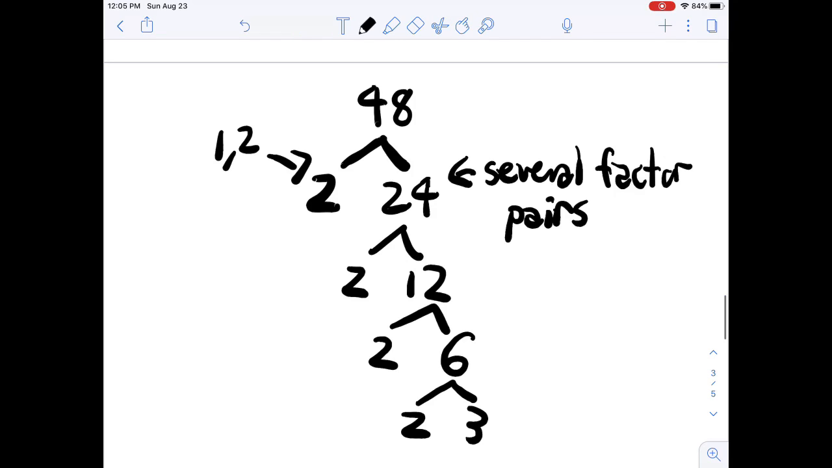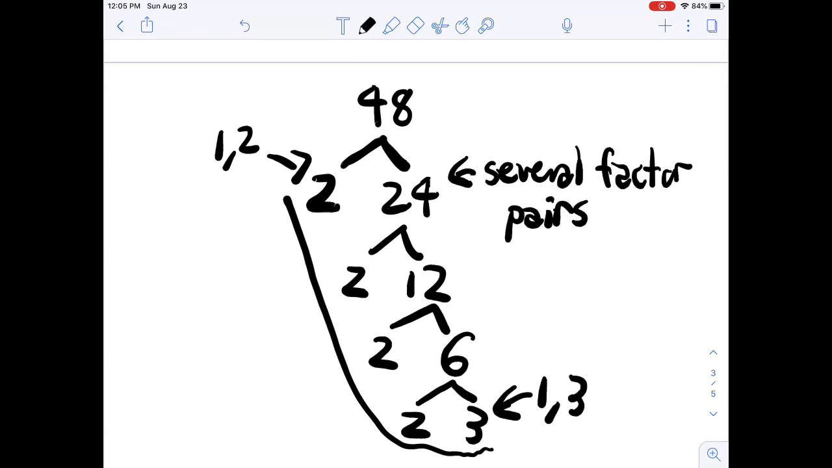So we know that 2 is prime and 3 is prime because, as I said before in the example, the only factors of it are 1 and 3. And so we are done our prime factorization. So we have 4 2's and 1 3. So this is what it looks like.